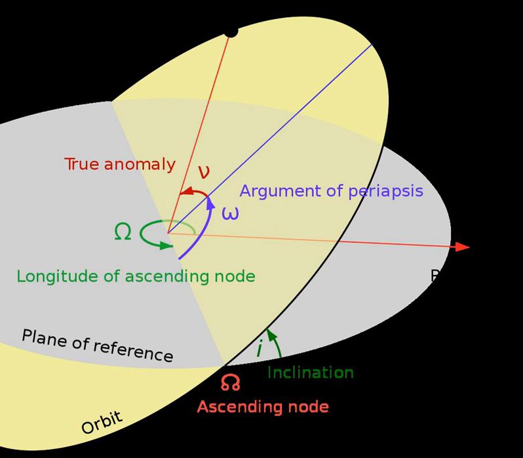A real orbit and its elements change over time due to gravitational perturbations by other objects and the effects of relativity. A Keplerian orbit is merely an idealized, mathematical approximation at a particular time.